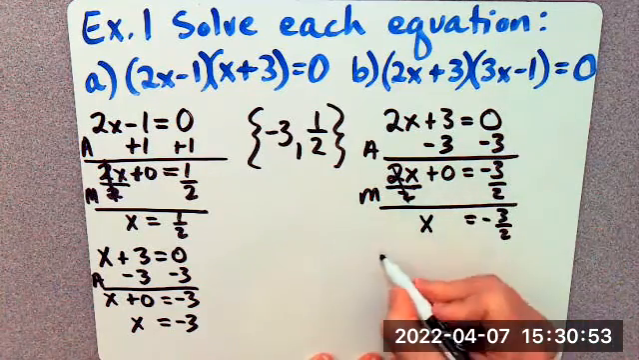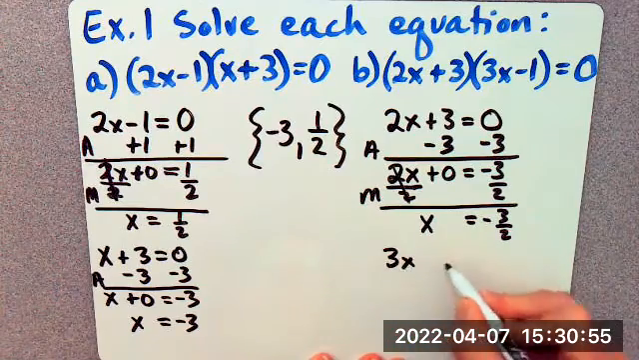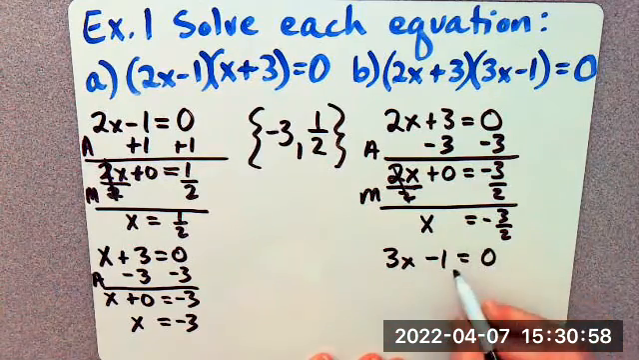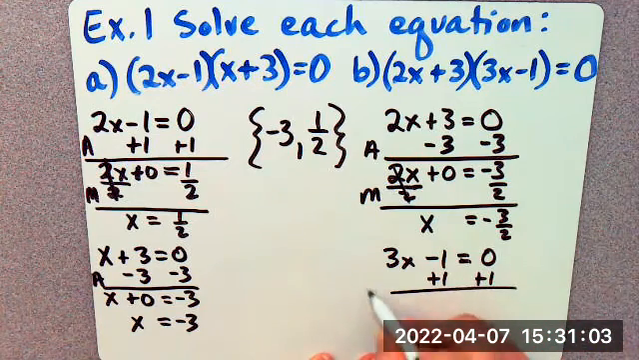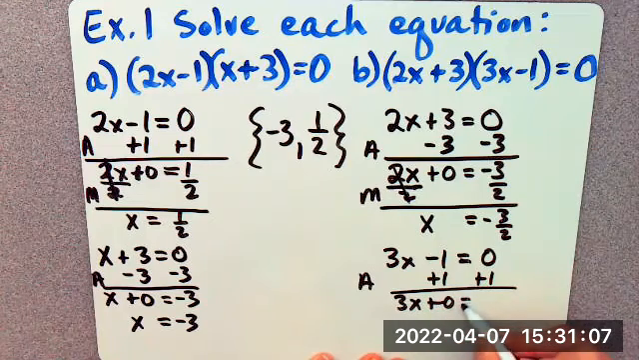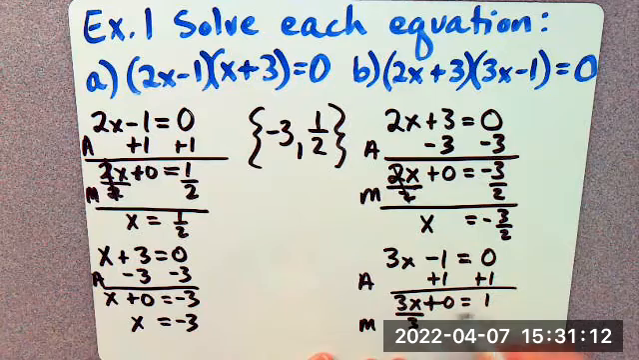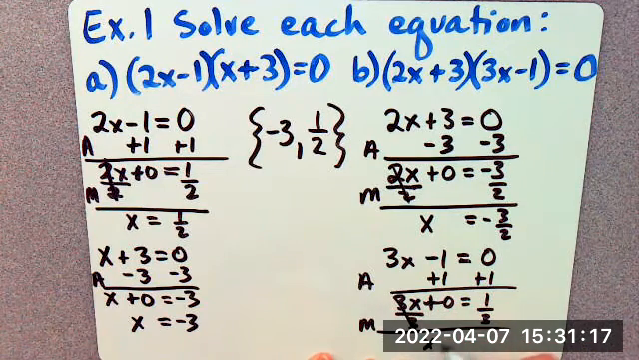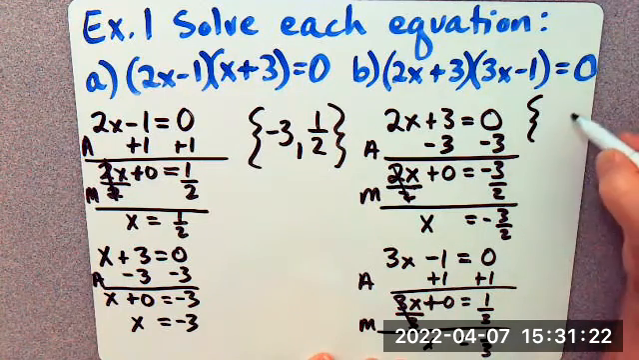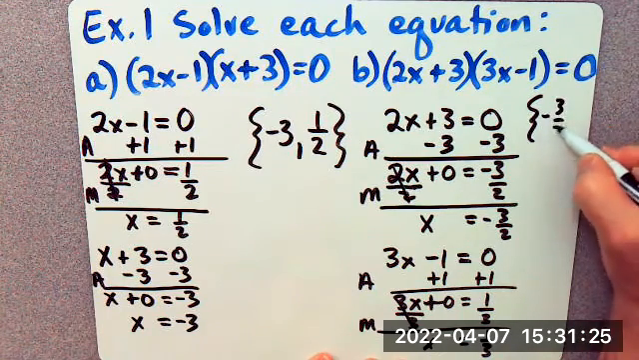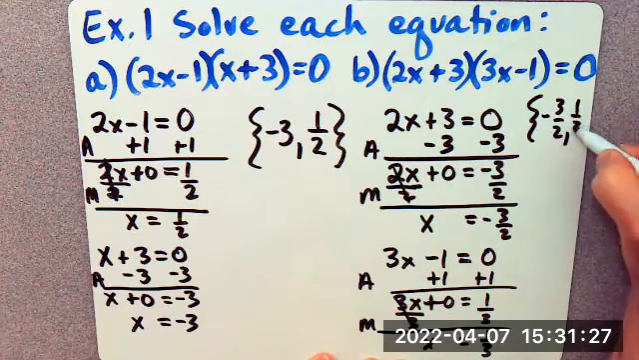Now let's see what this one might be. So I have 3x minus 1 equals 0. I use an additive inverse of +1. And then I get 3x plus 0 equals 1. I'm going to use a multiplicative inverse, divide by 3. And I get x equals 1/3. So my solution set for this one will be {-3/2, 1/3}.